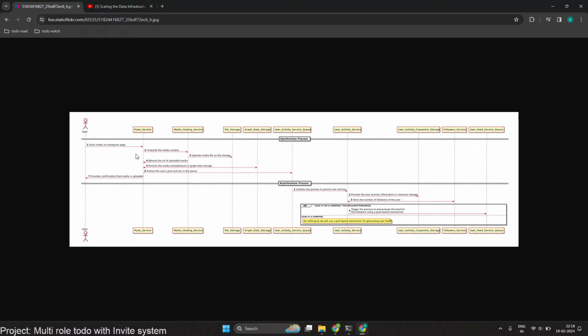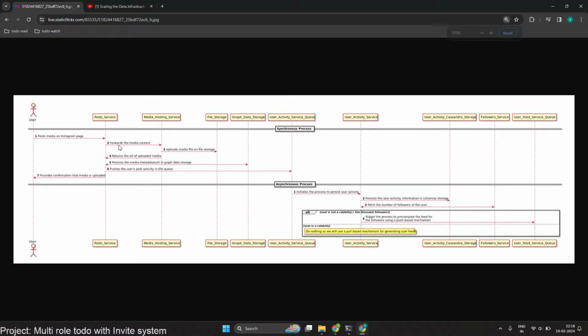Post media on Instagram. The post service forwards the media content to the media hosting service. Upload the media file to the file storage. Then fourth, return the URL of the uploaded media. Process the media in the graph data store. Push the user's post activity in the queue. So from 6 it will move here, also to the user activity service. Provide confirmation that the media is uploaded. Here we have this synchronous process, and this is an asynchronous process, which is behind the scenes.